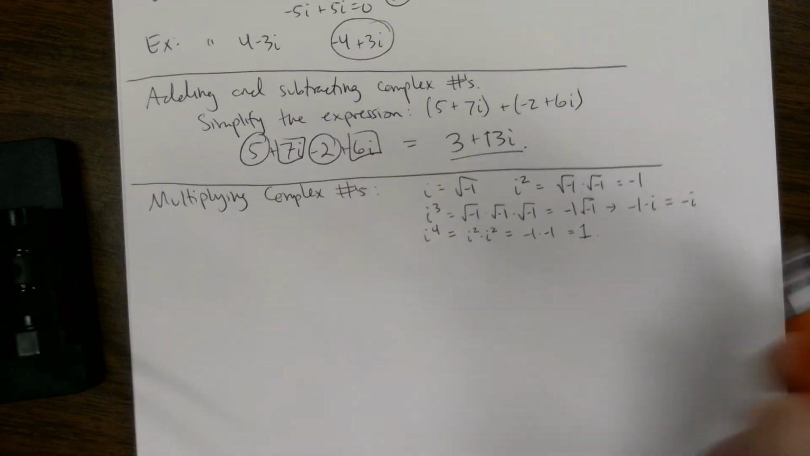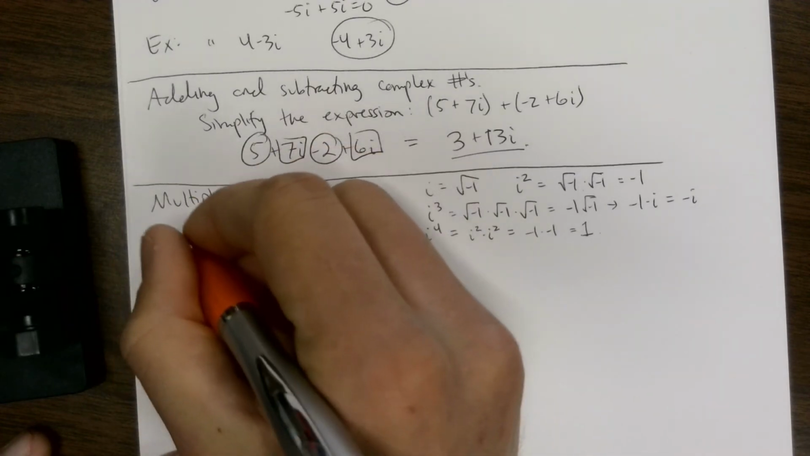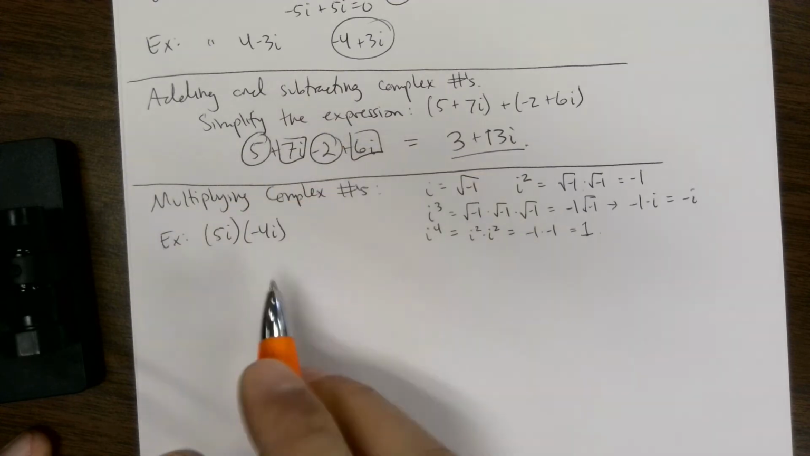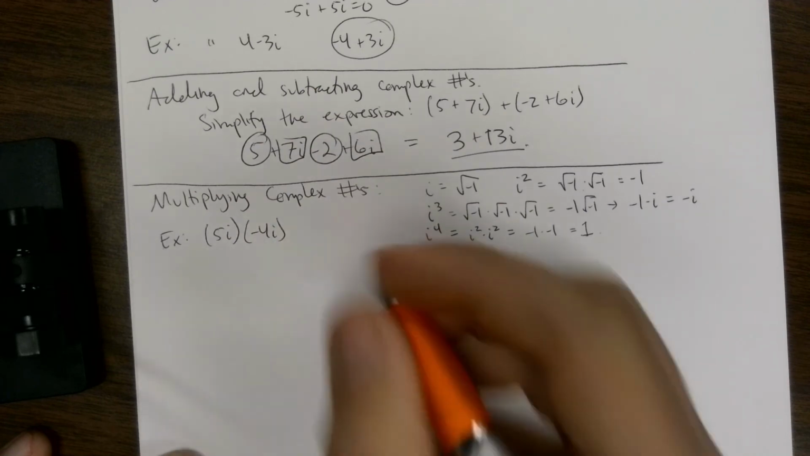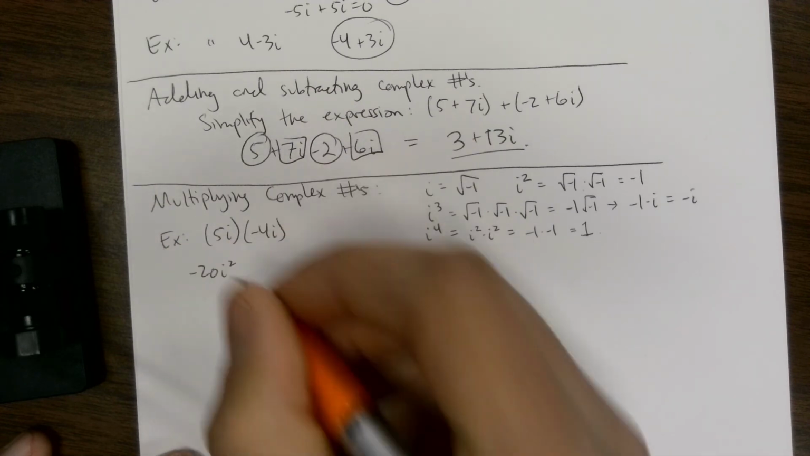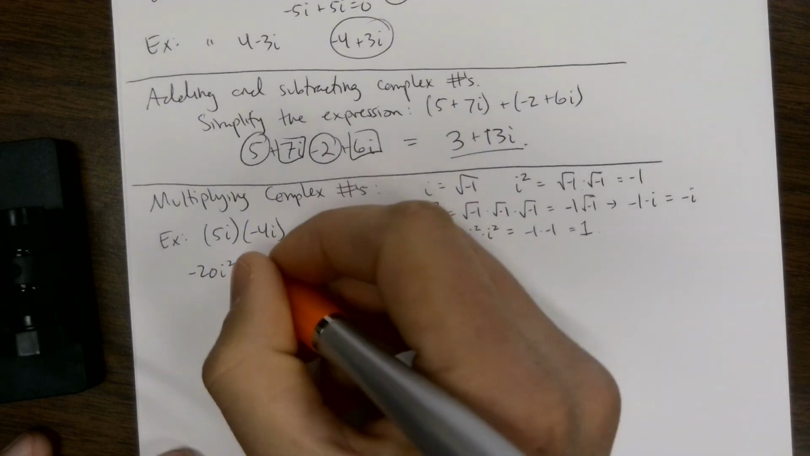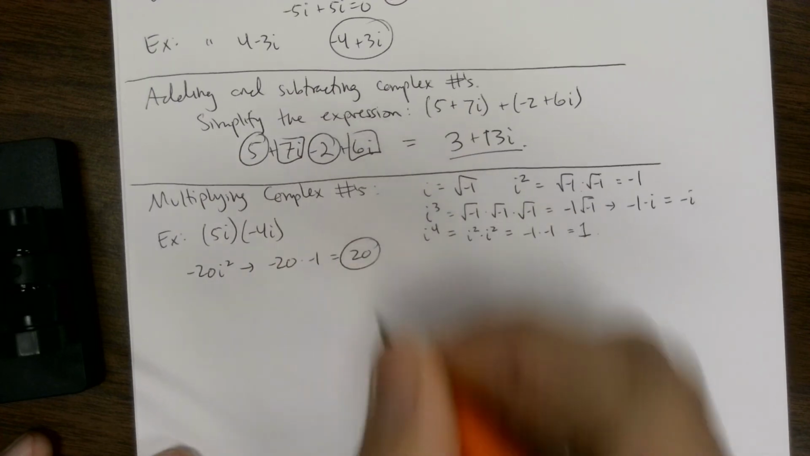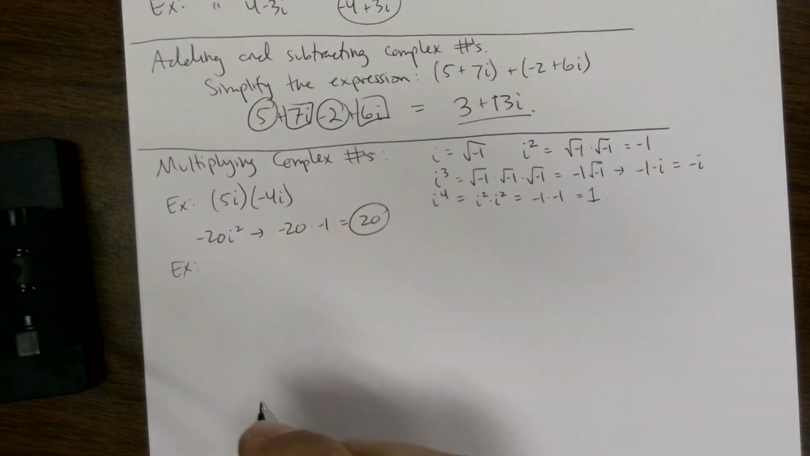Alright, so multiplying complex numbers. So let's do our first example here. 5i times -4i. Okay, so just like with normal numbers, the constants multiply, so I get -20. And then these i's are going to combine, so I get -20i squared. And we said that i squared is -1. So this turns into -20 times -1, which equals 20. Not bad.